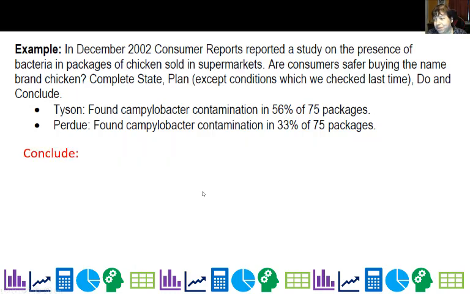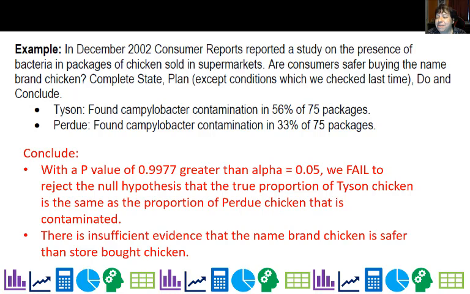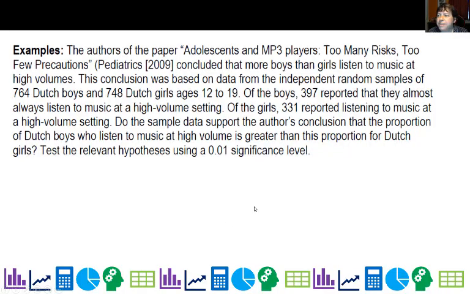We almost don't have to run the test. But we'll go ahead and do our conclusions. With a p-value of 0.9977, which is greater than alpha of 0.05, we fail to reject the null hypothesis. There's not enough evidence that the name brand chicken is safer than the store-bought chicken. All right. And now our last example, we're looking at boys and girls who listen to music at high volume.